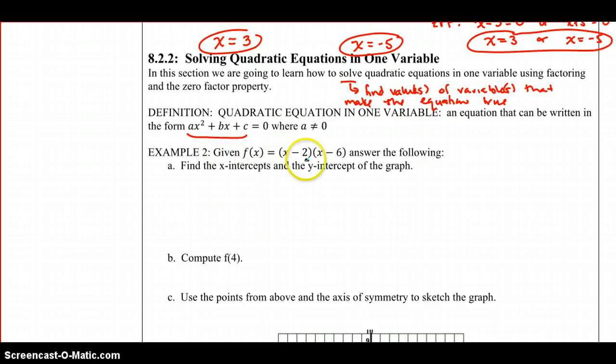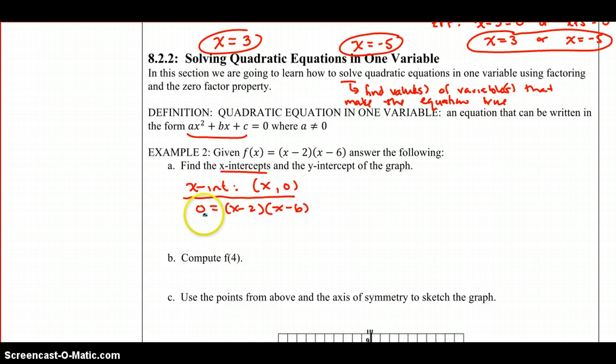Given f of x equals x minus 2 times x minus 6, answer the following. First we're asked to find the x-intercepts. The x-intercepts are of the form an x-coordinate where the y-coordinate is 0. So again, if this point is on the graph, it has to make this equation true. So we're going to plug in 0 for y. The output here is 0 equals x minus 2 times x minus 6.